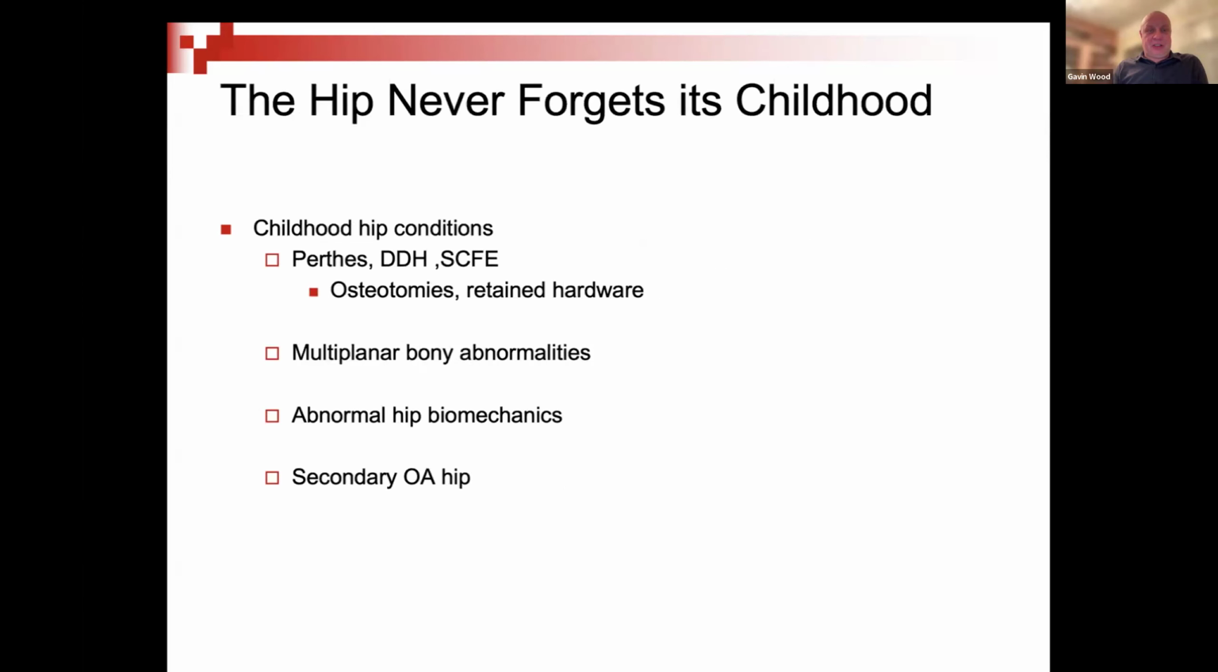The hip never forgets its childhood, and the kind of conditions we're going to talk about are Perthes, developmental dysplasia of the hip, slipped capital femoral epiphysis, and often these conditions can lead to surgeries from your pediatric colleagues, which resulted in either osteotomies, which may also mean that there's retained hardware. And whether there was surgery or no surgery, you often have to deal with multiplanar bony abnormalities and abnormal hip biomechanics, all of which have led to secondary osteoarthritis of the hip and arthritis in young adults.